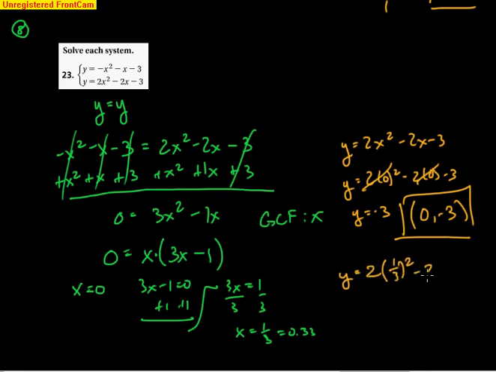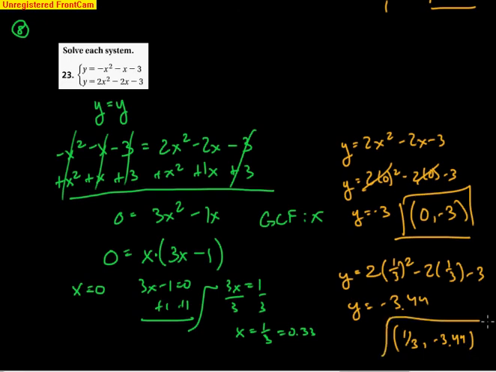And now we find the second one by plugging 1/3 into this equation. 2 times 1/3 squared minus 2 times 1/3 minus 3. And you can use the ABC button, you can use the decimal, I don't care. Do whatever you got to do to get a number close to what I get. So I get y is, and I'm going to use negative 3.44. So, I used 1/3 as my x, and my y came out to be negative 3.44. And there's the second place that these 2 quadratics intersect.